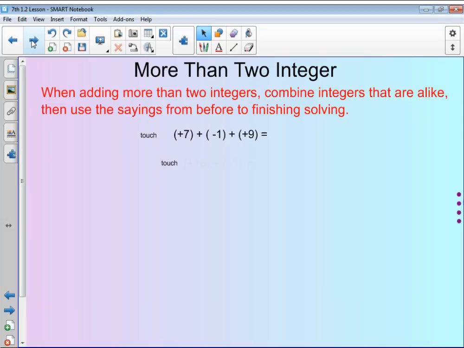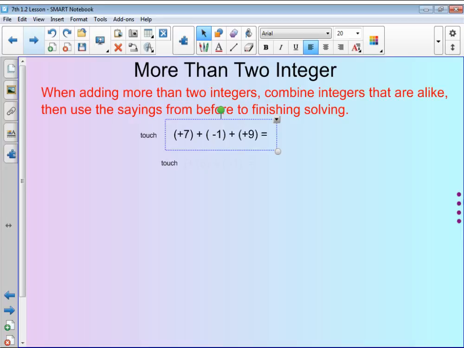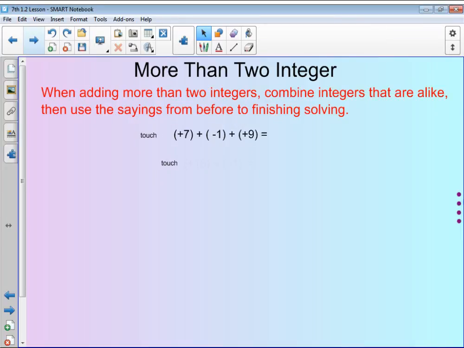Okay, so sometimes we're going to come across problems where we have more than 2 integers. All of the ones that we've practiced so far only have the 2 integers. So whenever we're adding more than 2 integers, we want to combine the integers that are alike, then use the sayings from before to finish solving. So if I go through, hopefully I have this, it says to touch, and I can't remember what I did with this for my touch, so I'm just going to go ahead and use my markers here.